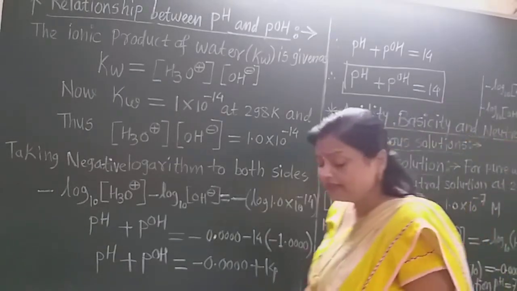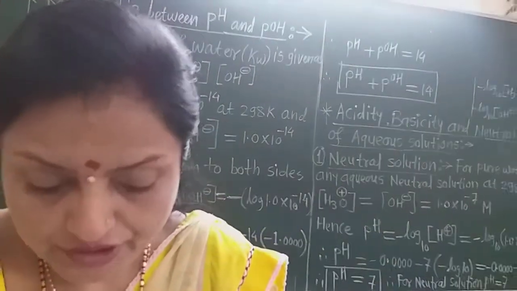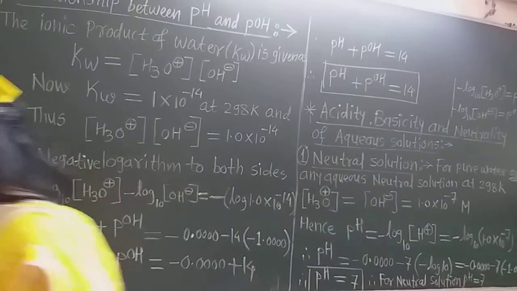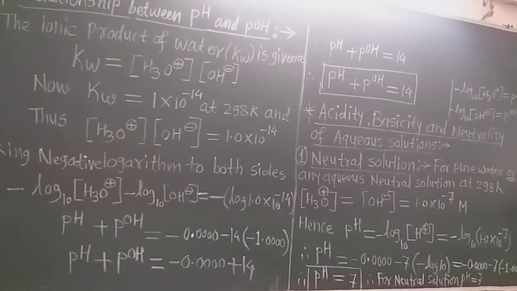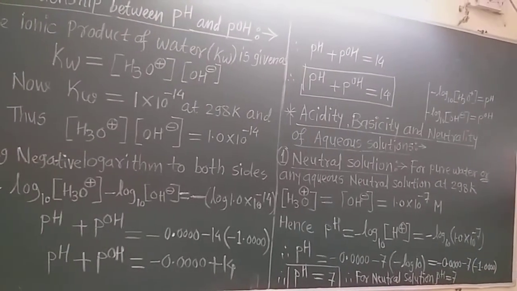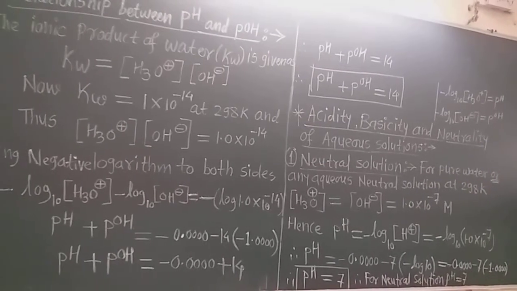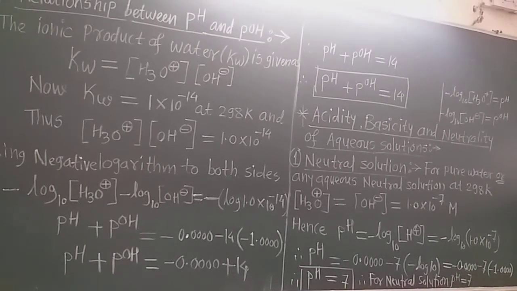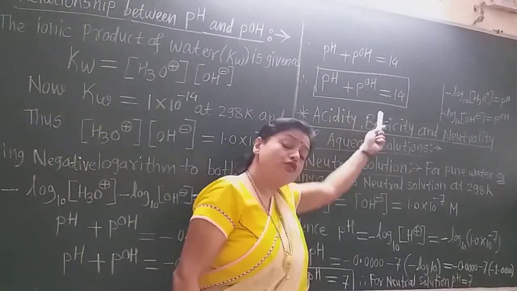So what will be the value? pH plus pOH is equal to 14. Now this is the relationship between pH and pOH. Remember, students, this is the relationship. pH plus pOH is equal to what? 14. Now this is a very important equation. Remember that in solutions, pH plus pOH is always equal to 14.